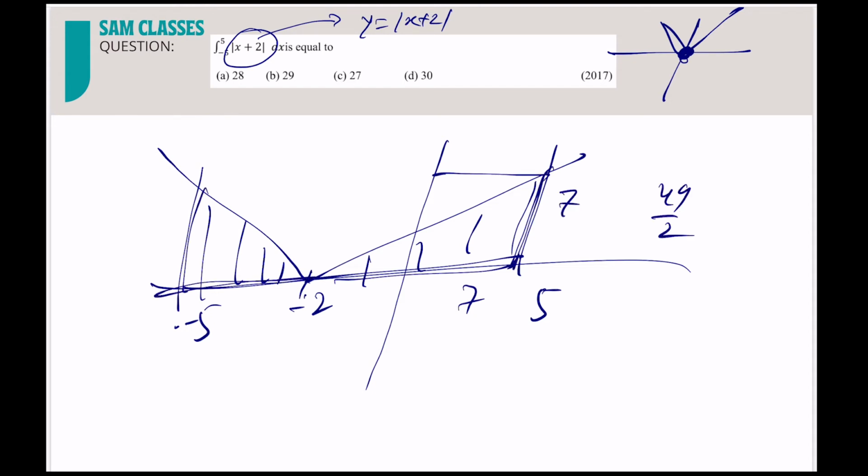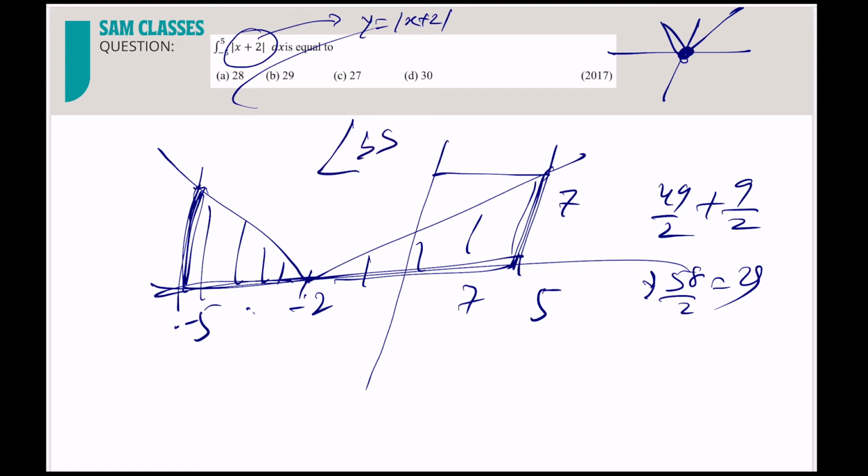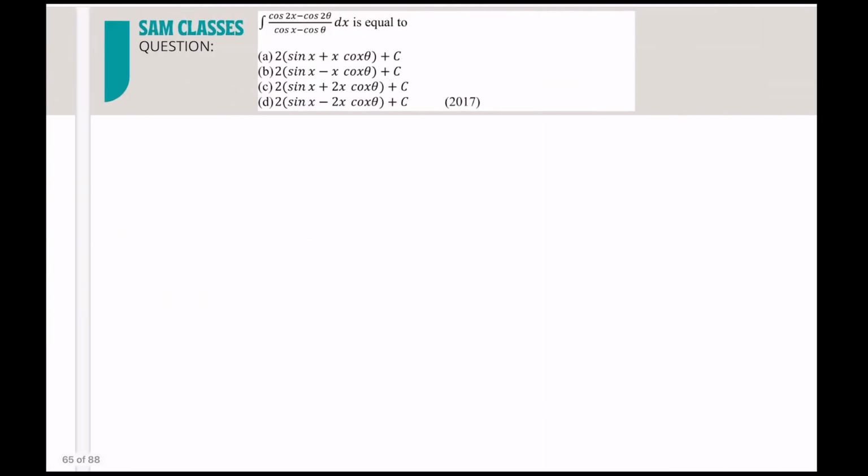Here how much? See how fast it is. 3. Here how much? If I put minus 5, 3, so 9 by 2. So 49 by 2 plus 9 by 2, so it is 58 by 2, that is 29. That's it. You don't have to touch the pen, you can do the whole calculation mentally also. It's less than 3 seconds, students, okay?